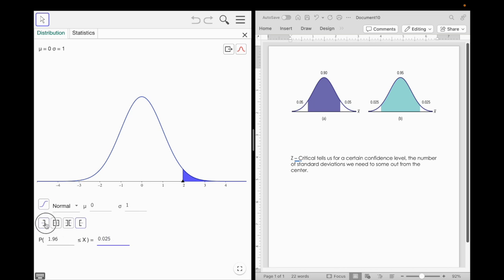If I do the left wing, and I put in 0.025, look, it's the same thing, just on the other side. It's negative 1.96. So in order to make my 95% confidence interval, my z-critical, meaning how far I come out in terms of standard deviations, would be 1.96 in each direction.